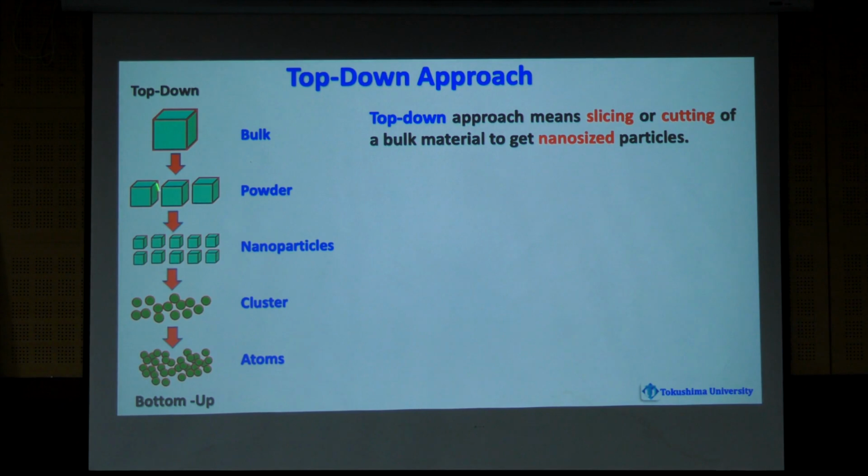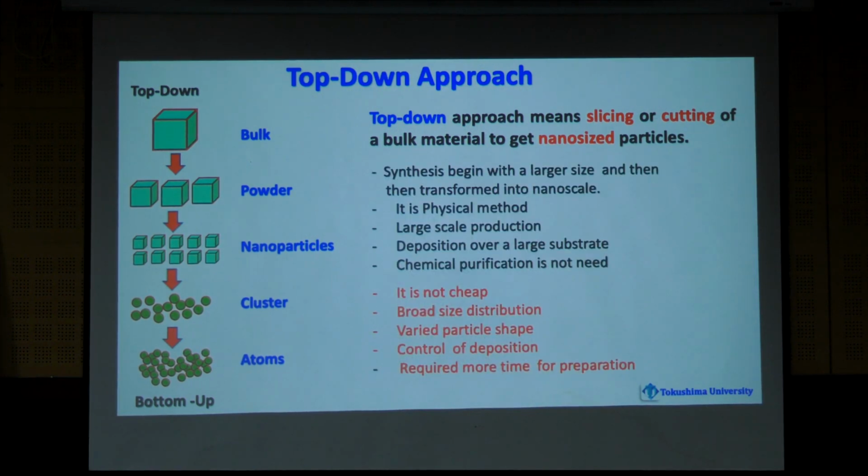And this another approach that we were talking about is starting from bottom and goes up. So this approach of creating nanoparticle is started with the larger size, convert into small size. Mostly they are physical methods. And large scale production is available because you started with the bigger particle.